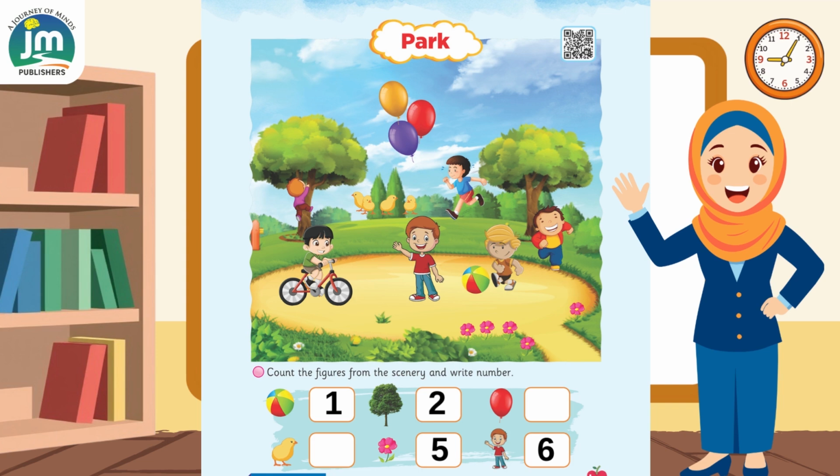What do we see flying in the sky? Yes, balloons. Balloons. Very good. Let's count the balloons together. 1, 2, and 3. So we write number 3. Now look at the small yellow birds. Aren't they cute? Let's count them. 1, 2, 3, 4. So we write number 4. Oh, you did amazing counting today, students.